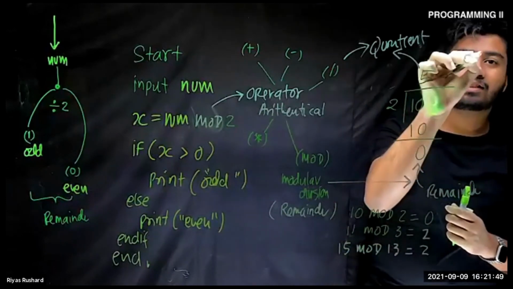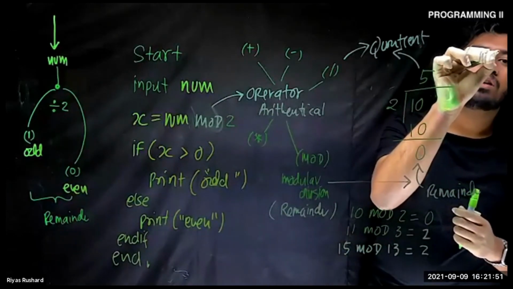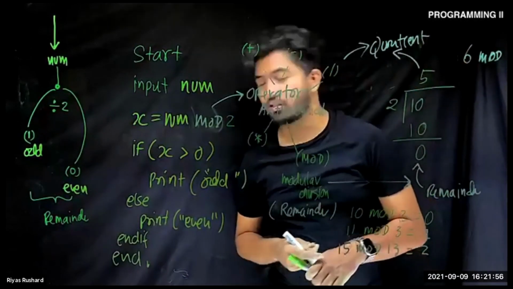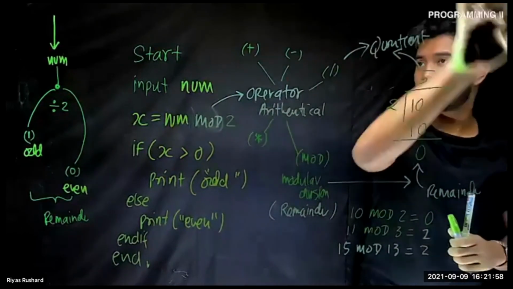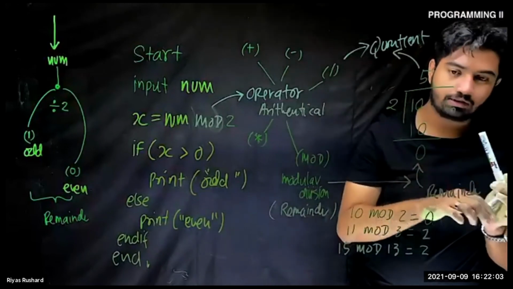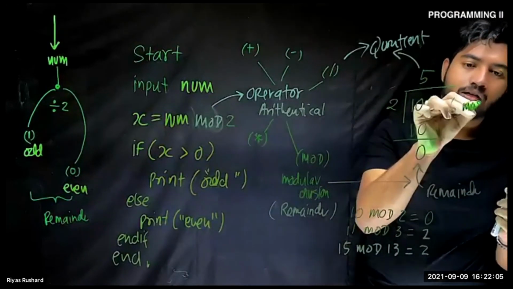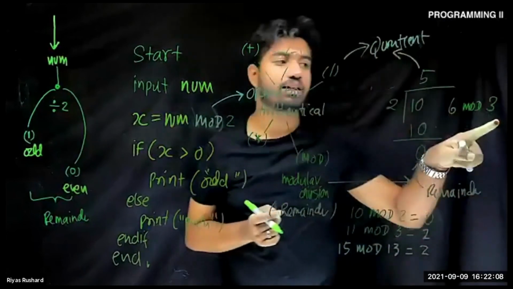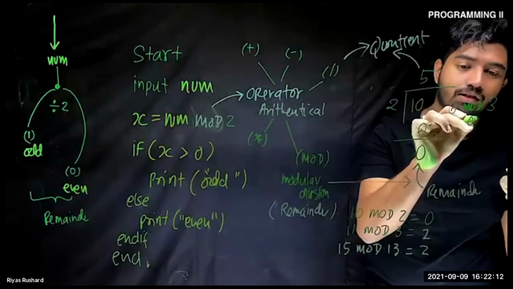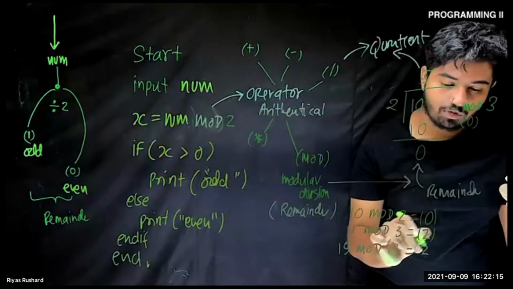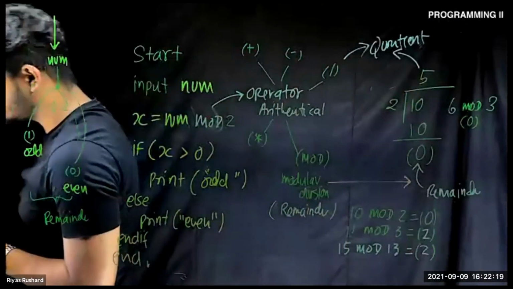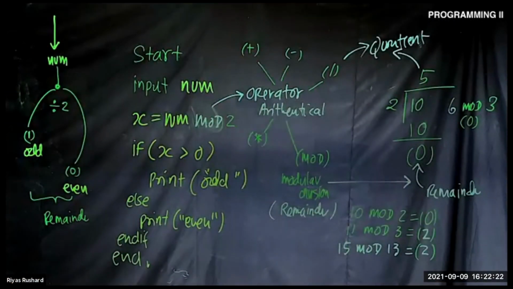Okay. 6 mod 3. How many 3s are in 6? 3, 6. Okay, 0. 0 is the remainder. You are okay with this? Mod will divide and give you the remainder.